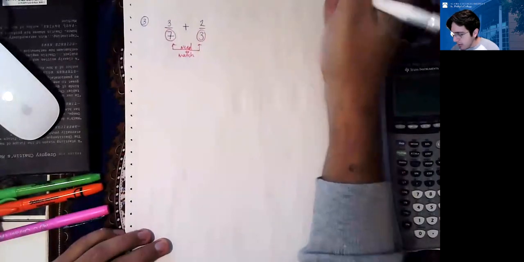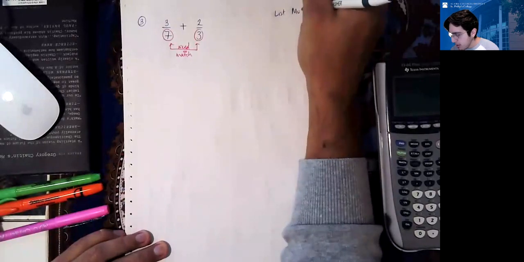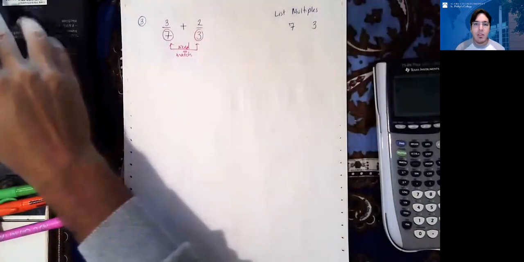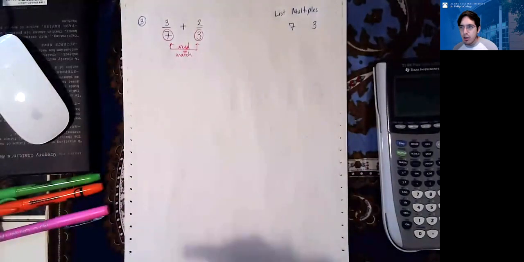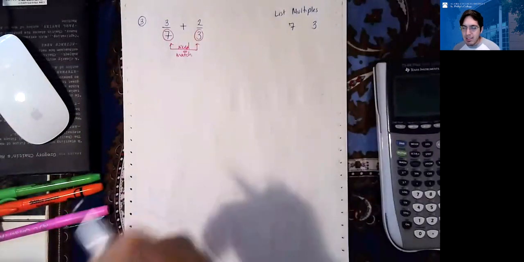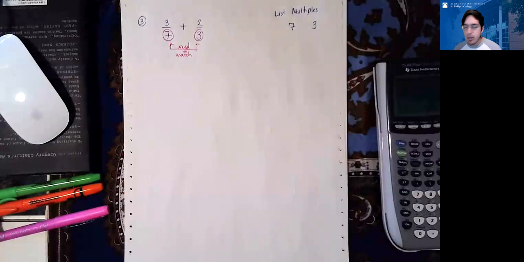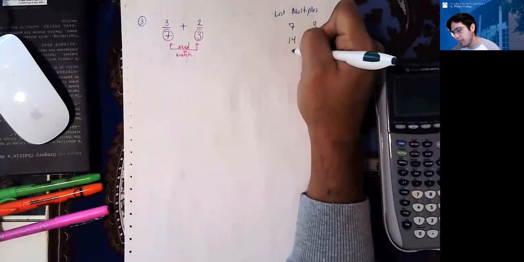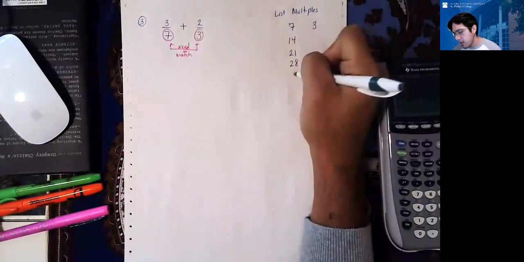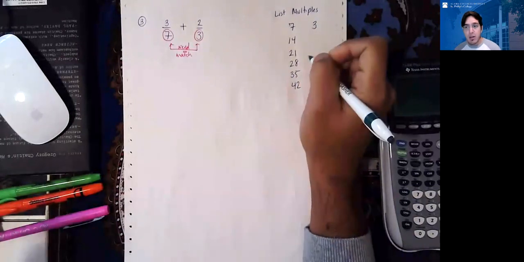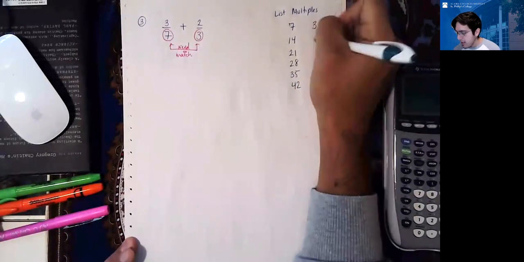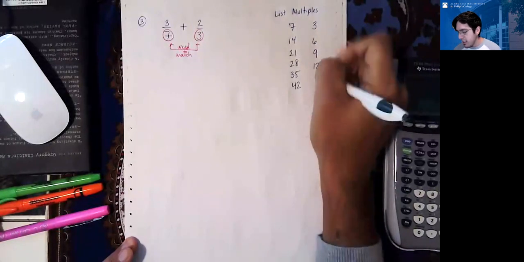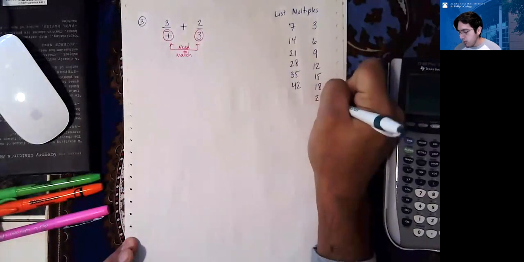So last time we learned that we could list the multiples of 7 and 3. And whatever the lowest common multiple or the least common multiple, that is the smallest number they have in common, that's what we're going to go with. So we can count by 7s, 7, 14, 21, 28, 35, 42, and so on. We can count by 3s, 3, 6, 9, 12, 15, 18, 21.